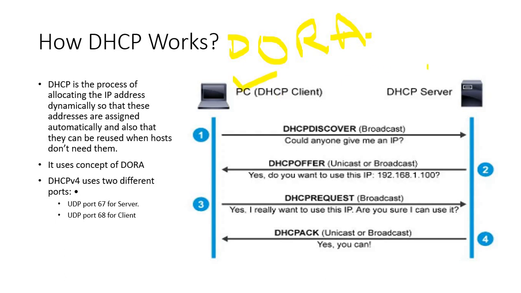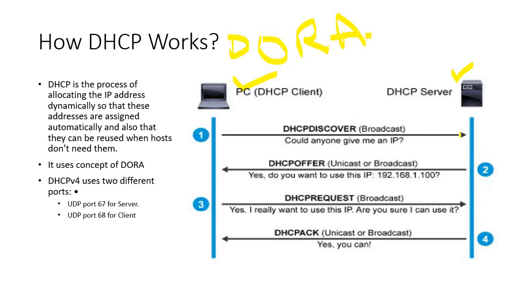So we have taken this example. Here is the client and here is the DSCP server. Now the client doesn't have any IP address, and obviously the DSCP server is going to assign an IP address. But how is the communication actually going to happen? Number one, the client is going to discover: it will broadcast itself for an IP address and ask, could anyone give me an IP address?